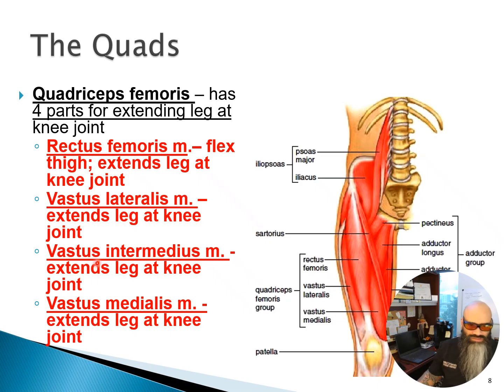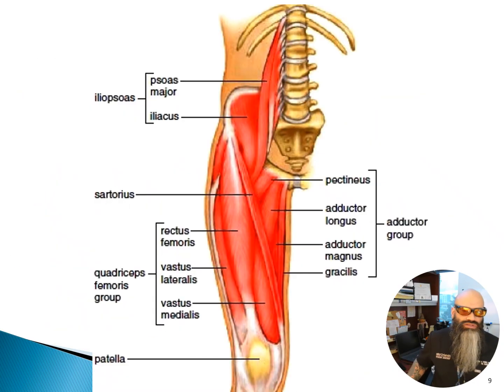Vastus lateralis, intermedius, and medialis all perform the same function of knee extension. So all four muscles conduct knee extension. The rectus femoris does hip flexion in addition to knee extension. So that's a big key difference there. Here's a diagram that shows what we just discussed.